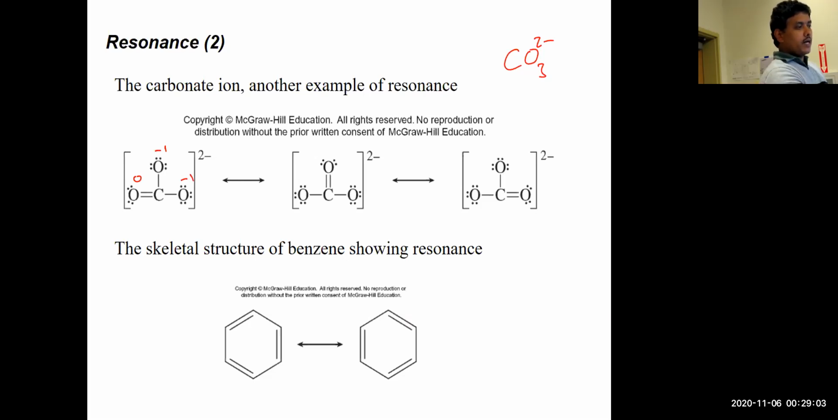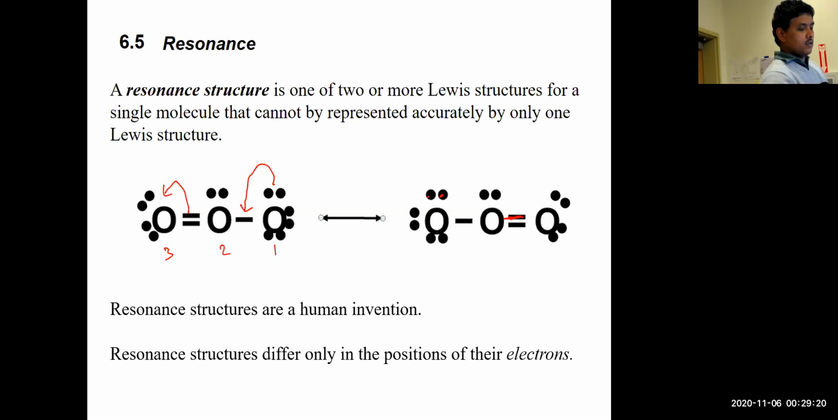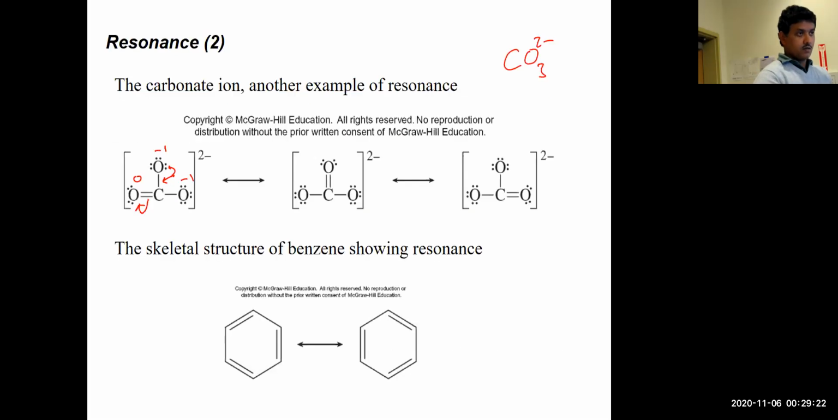Whereas for the second structure, how do you draw it? You move the lone pair here to this, and this double bond becomes a lone pair. So it becomes a lone pair like this. So you have a lone pair like this and a double bond.